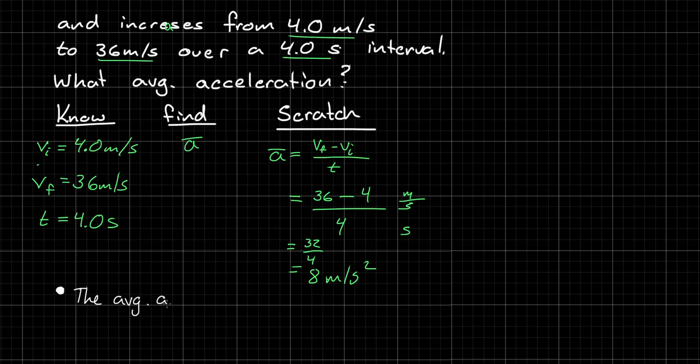The average acceleration is approximately 8 meters per second squared. Now, that's not approximately. That should be equal to. I'm just going to say is, because we actually found the value. Now, going through this, if you have the equation, it shouldn't be too crazy to try to solve.